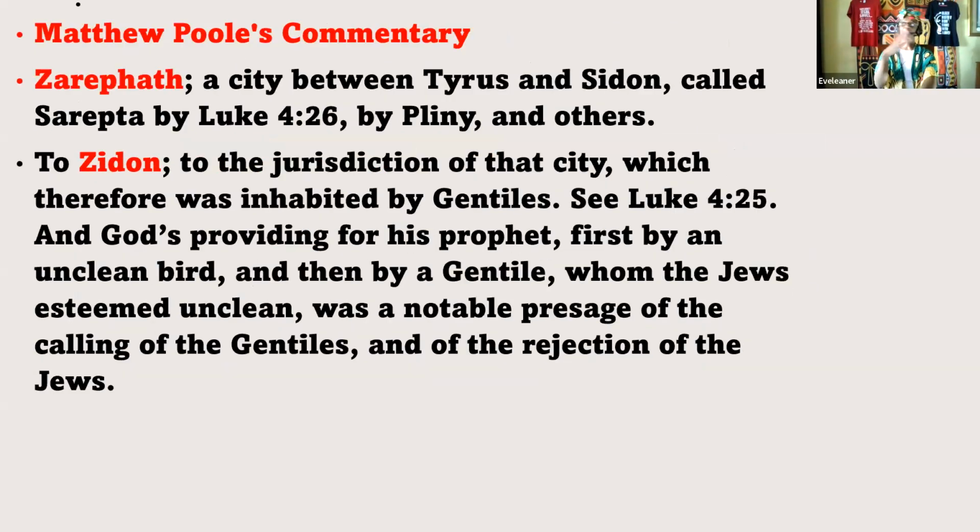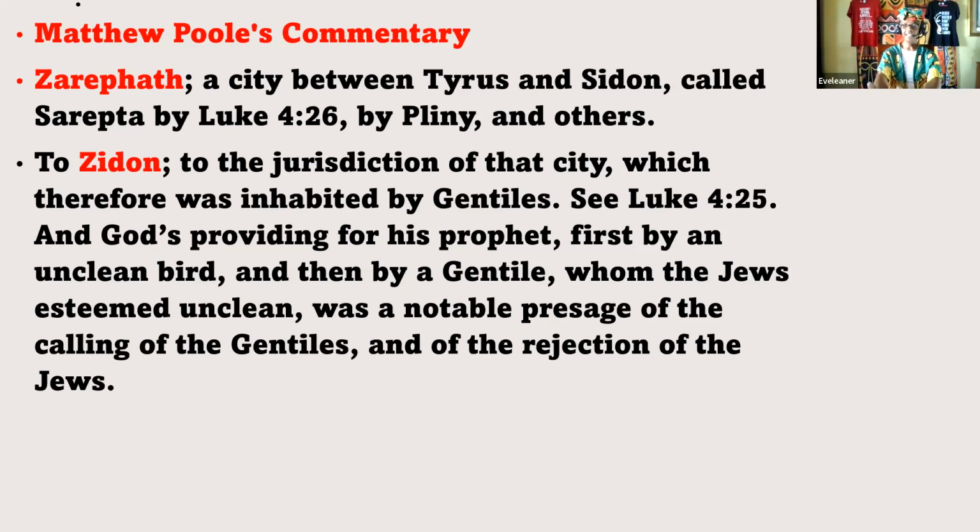And I'm going to go over, probably in part 4 or 5, telling you about the people of Zarephath and Sidon. But Zarephath is a city between Tyrus and Sidon. It's called Zarephath, and it says by Luke, because again, it is mentioned, and we're going to read this story again in Luke. It says to Zidon, to the jurisdiction of that city, which therefore was inhabited by Gentiles. And we're going to notice even more so because of the way the people are going to react in the New Testament when it's brought up to them about Zarephath.